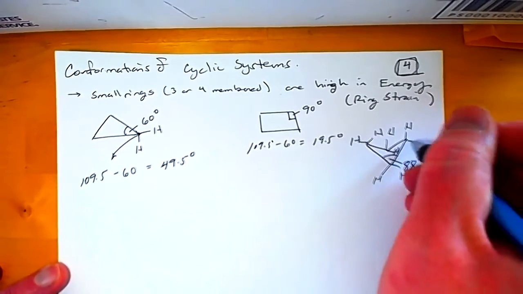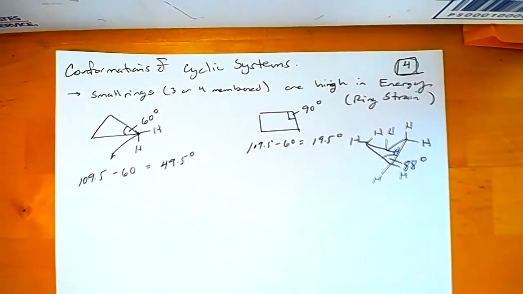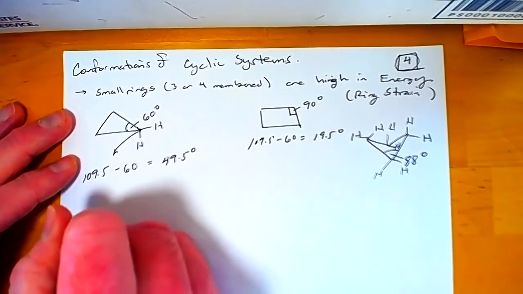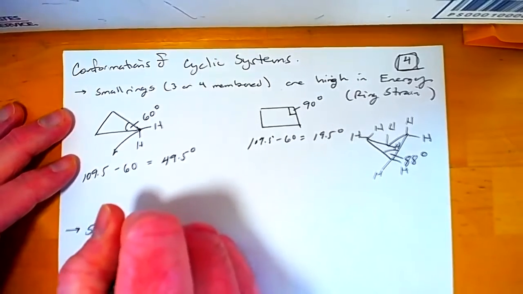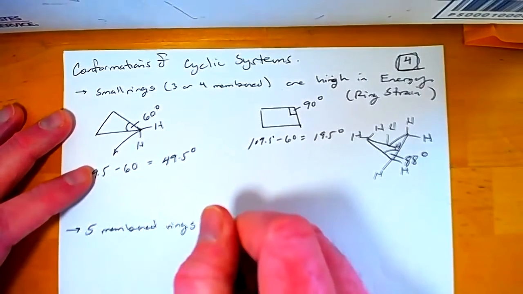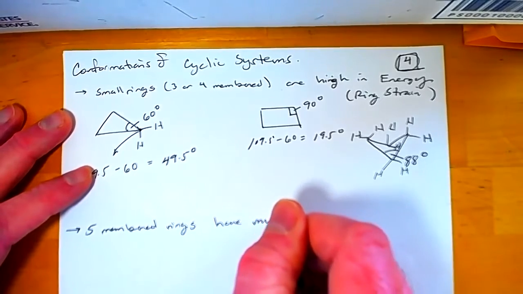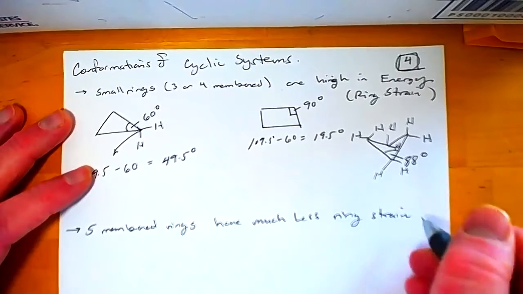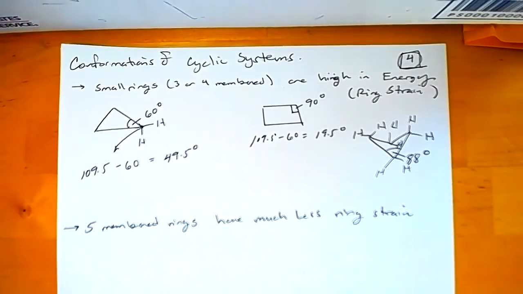Now, both of these systems can be synthesized. You can make them, and there's a lot of chemistry that's been done with them. But the real focus of looking at different kinds of conformers really comes in looking at 5- and 6-membered rings. And so 5-membered rings, like a cyclopentane, have much less ring strain. And that's just because of how the atoms are situated.